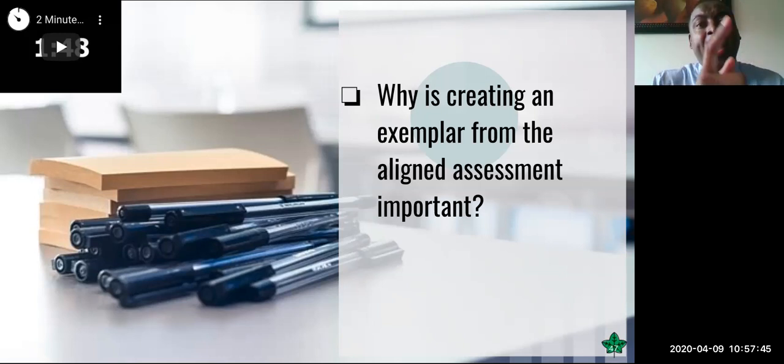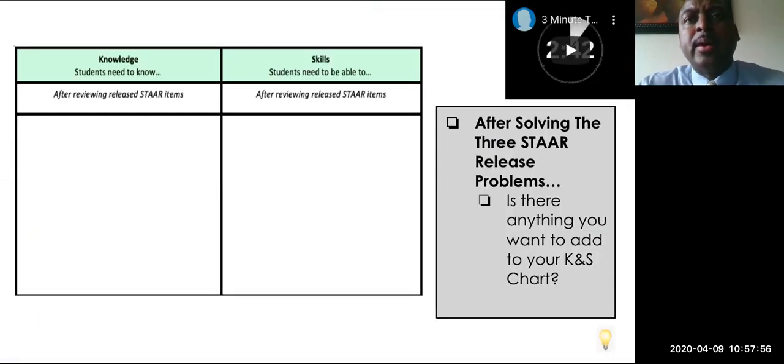So if you would go back to your know-show chart, I want you to look at the portion that says after reviewing released STAAR items, knowledge and skills. That's at the very bottom part of your know-show chart. You've had an opportunity just looking at the standard: here's what I think kids need to know and show. But now you've had an opportunity to do the heavy lifting. You've actually taken the aligned assessment, and there may be some new things that, going through that procedure, you realize kids really need to know how to do as well.